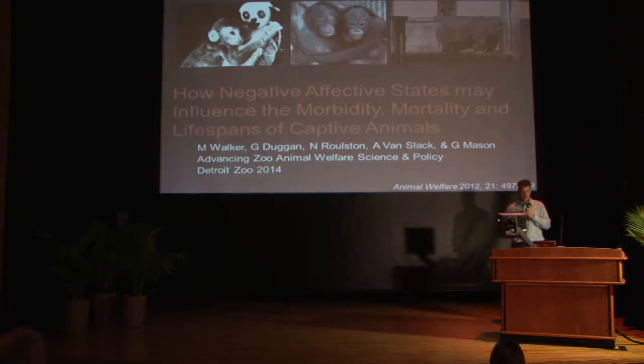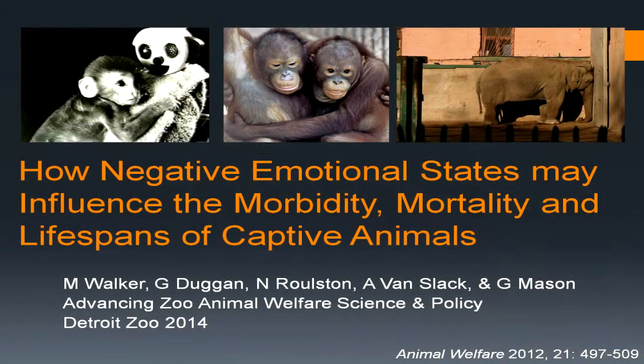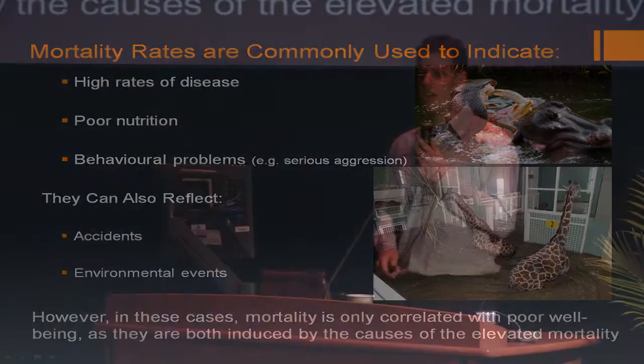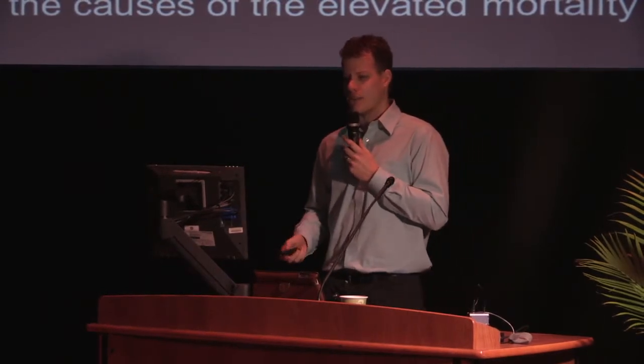Before I start, I just want to make it clear that I'm really going to be focusing on negative emotional states and how these influence morbidity, mortality, and ultimately the lifespans of captive animals. We know that mortality rates are commonly used in various types of welfare assessments, both in zoos and on farms and in labs. They're used to indicate things like high rates of disease, poor nutrition, and behavioral problems such as fighting and serious aggression.